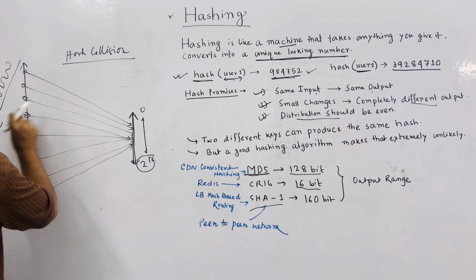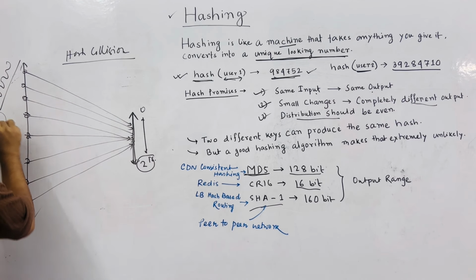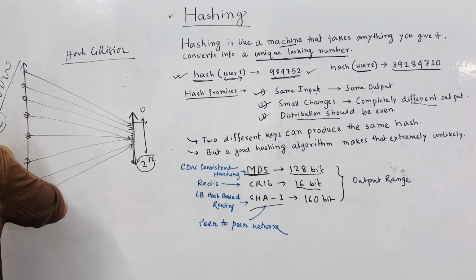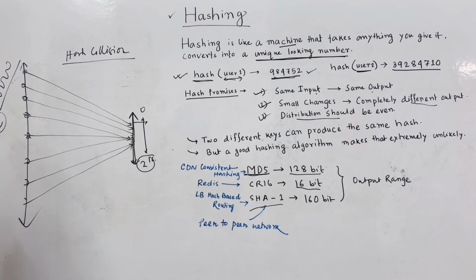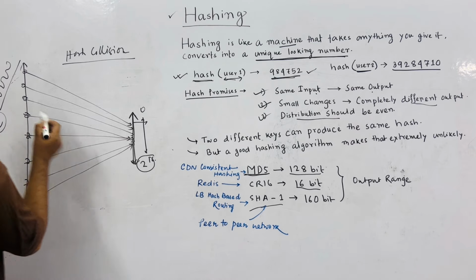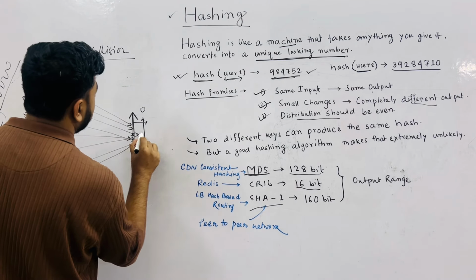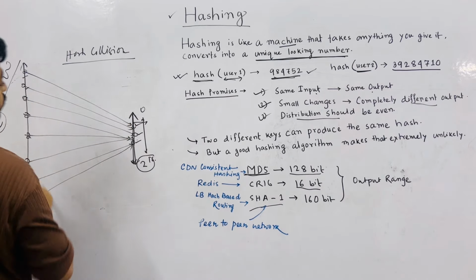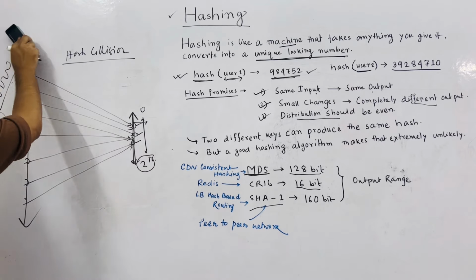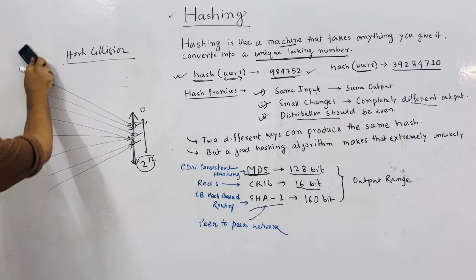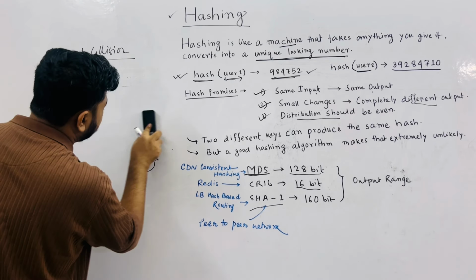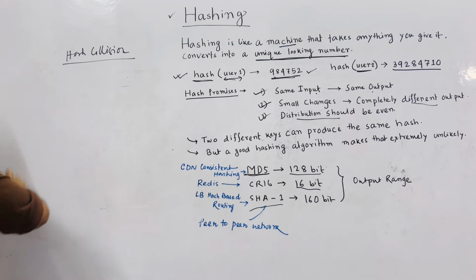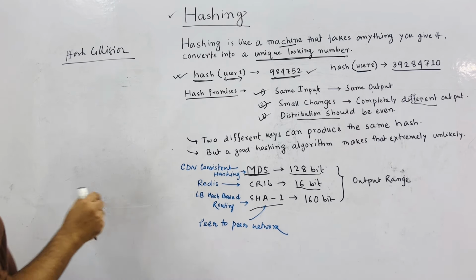Now you don't have one-to-one mapping between any number of inputs and outputs, right? Because the number of inputs is much bigger than the output, definitely there will be hash collisions. That means one hash number may be generated for two different inputs, but this is just a theory. In practice it very rarely happens, and the chances of getting hash collisions are very low, right?